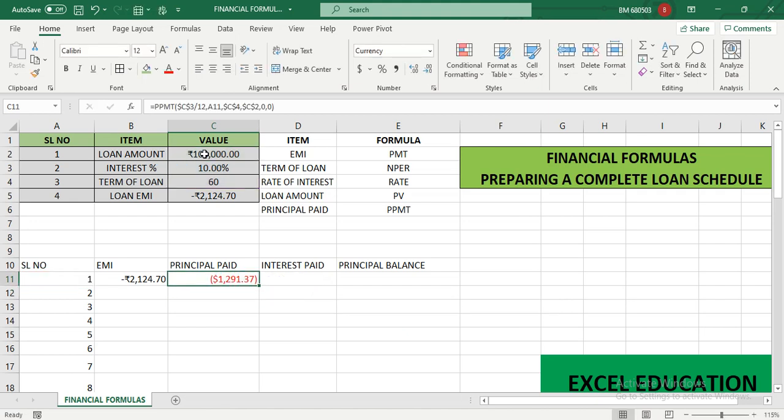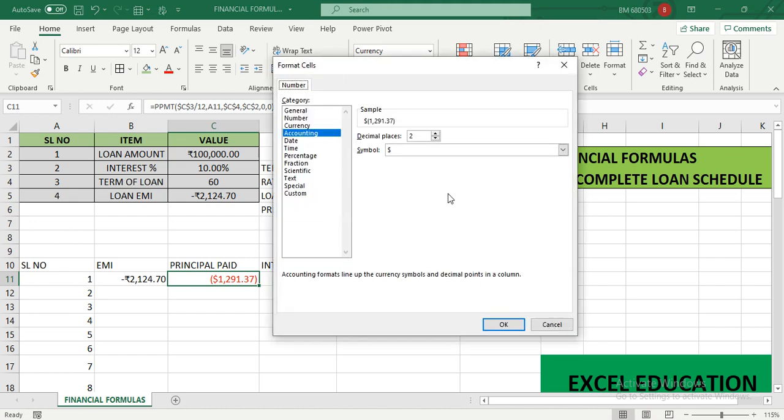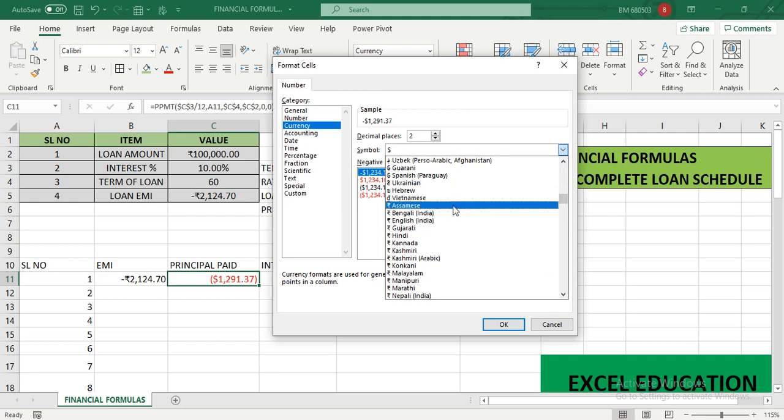All right. So we understand that out of this 2129, 1291.37 is paid towards principal. Let me quickly change it to Indian currency as well. All right.